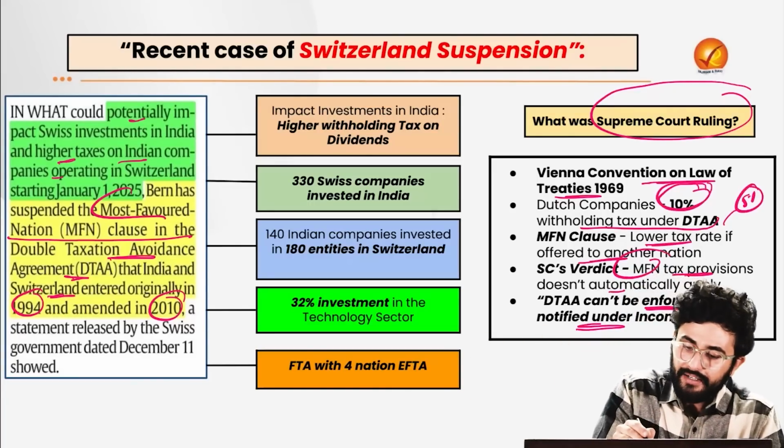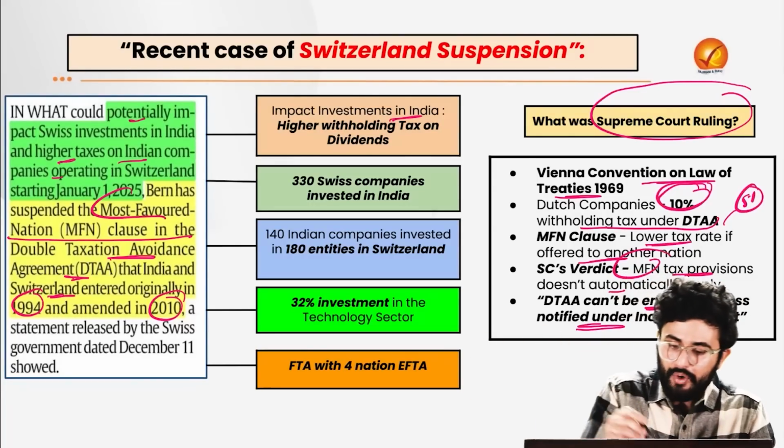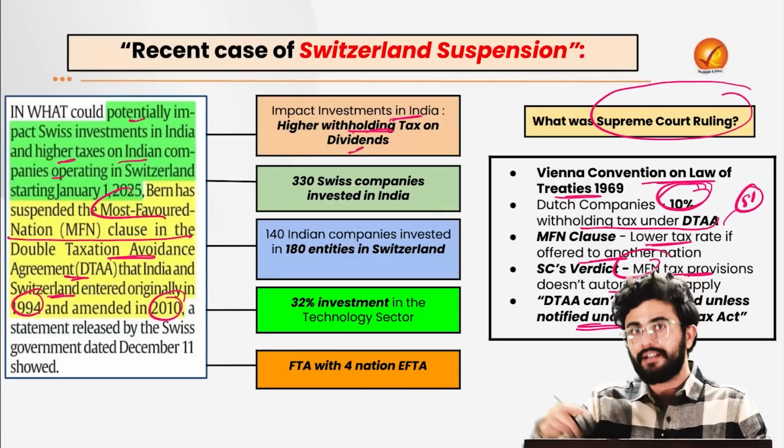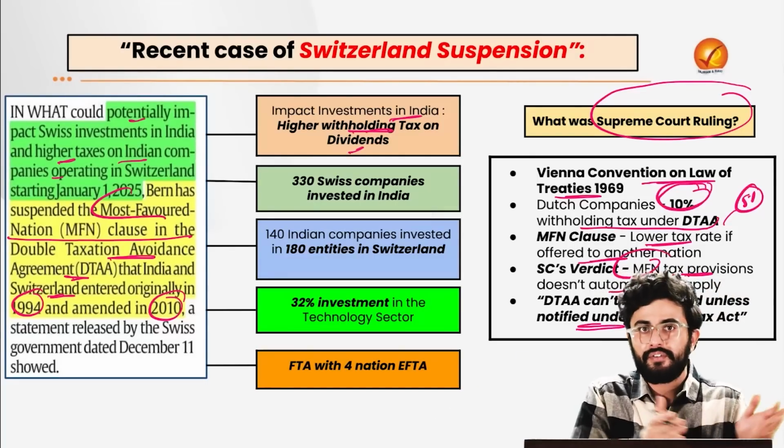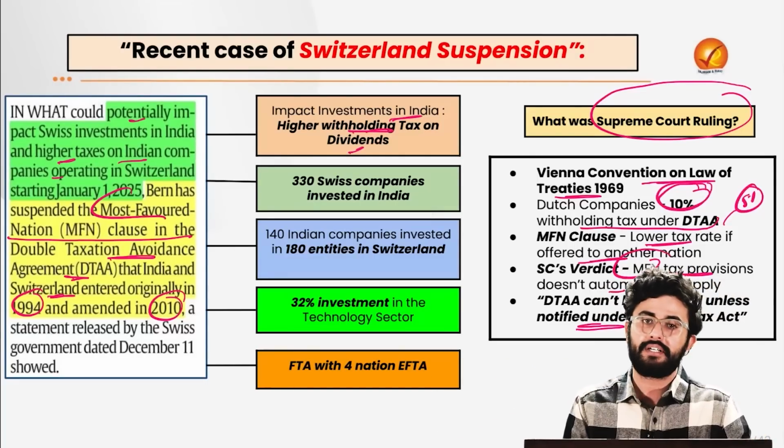Is it going to impact investments in India? Yes, absolutely. Why? Because there is higher withholding tax on dividends in comparison to other countries. So they will shift their business where they have to pay only 5%.